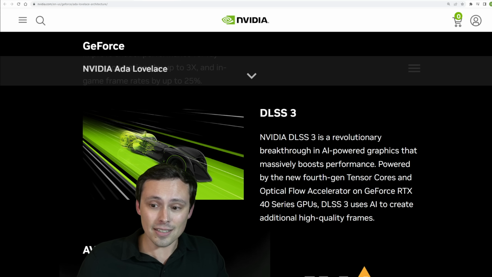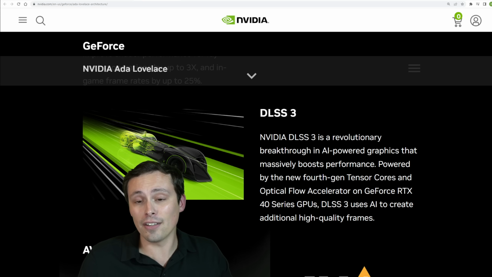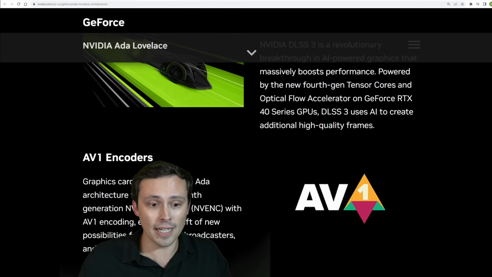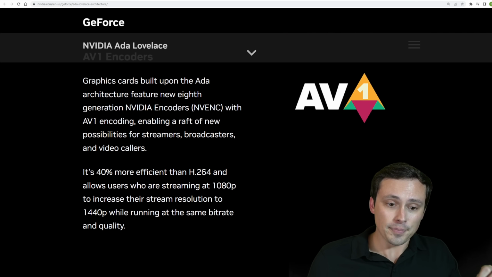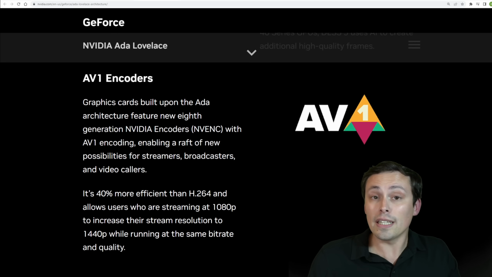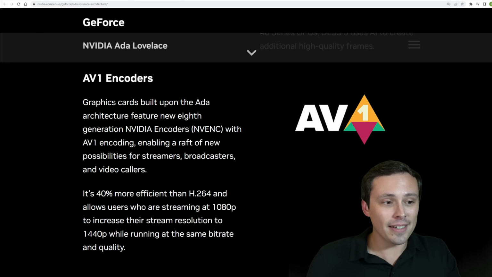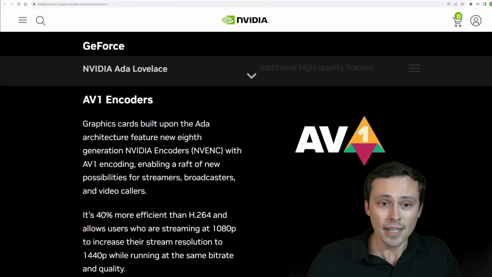Again, the DLSS 3 could potentially be insane if it doesn't introduce too much ghosting and or other image artifacts. And they're also going to have AV1 encoding, which is really good. Now, I'm hoping that we start to see streaming sites like, to my knowledge at this point, not many, if any, live streaming sites are supporting AV1 encoders, but if they do, that's a big deal.